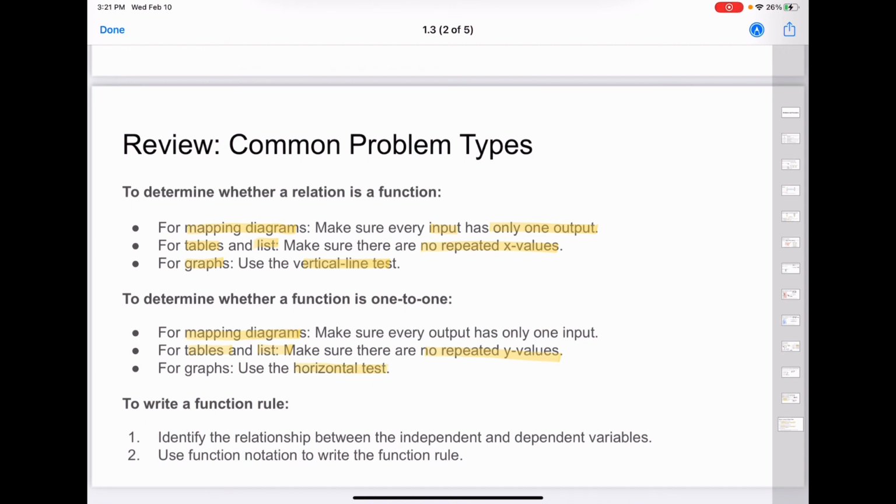And then to write a function, you're going to identify the relationship between the independent and the dependent variables, so between the x and the y, and then use function notation to write the function rule or the function equation. So that's the gist of everything we are going over today, and I look forward to seeing you tomorrow.